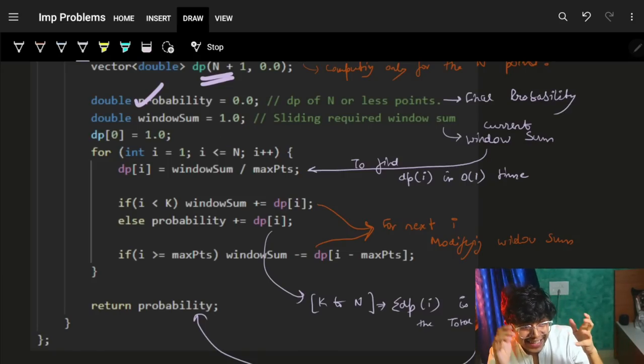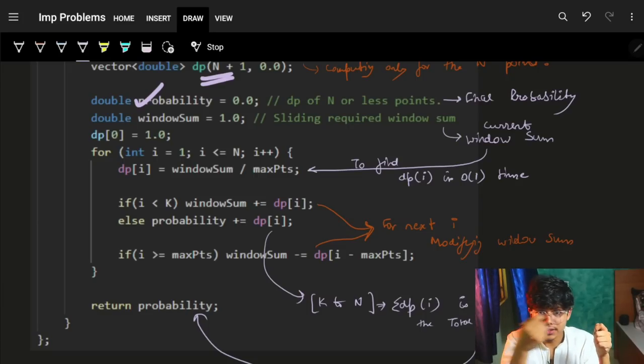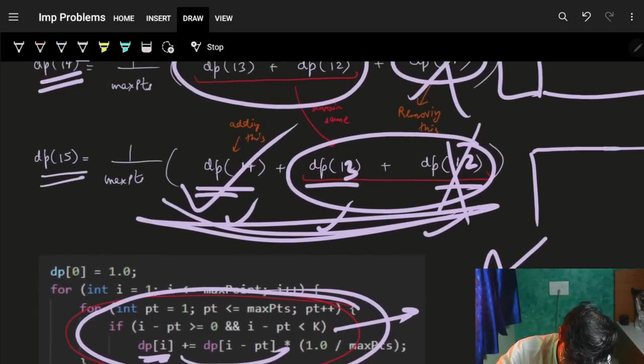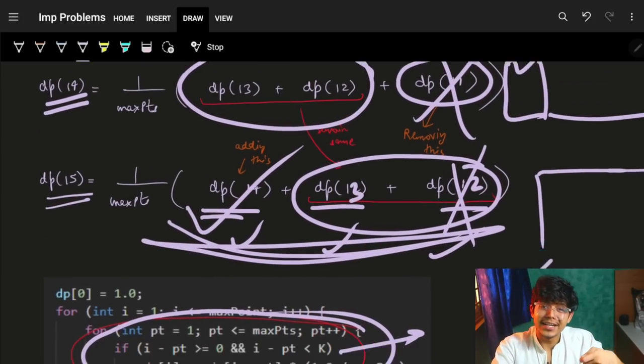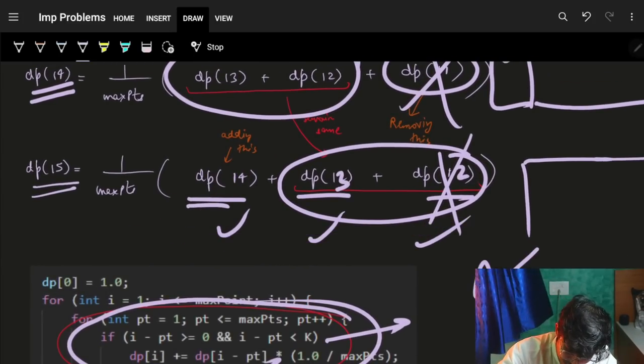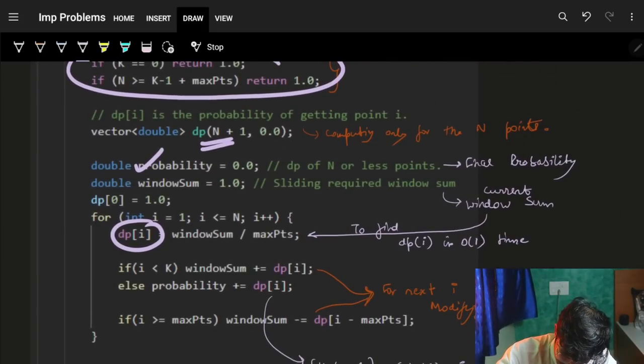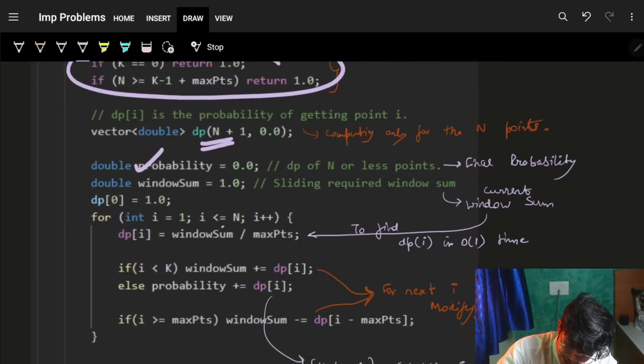Now to find that, what is the point? The DP of I stores nothing but the probability of reaching the ith point. So it is nothing but this window sum upon the max points, as simple as that.